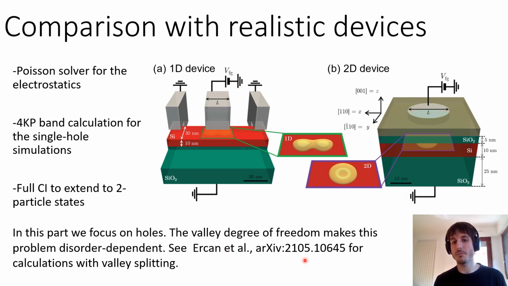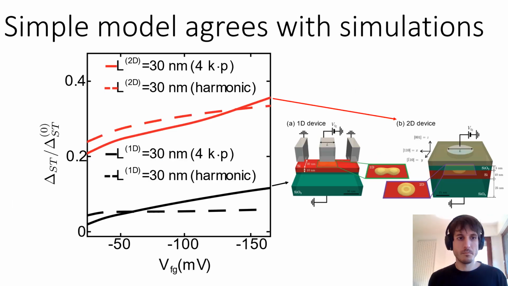But if you are interested in valleys and Coulomb interactions, you can take a look at this paper here. So we solve the single hole wave functions and eigenenergies with k dot p, and we extend our calculation to two-particle states using full configuration interaction. I won't get into details, but what I will say is that the very simple model agrees with more realistic simulations. And you have here a comparison of the Hooke's problem with the k dot p problem of the singlet-triplet splitting in units of the single particle orbital excitation. And it agrees pretty well.